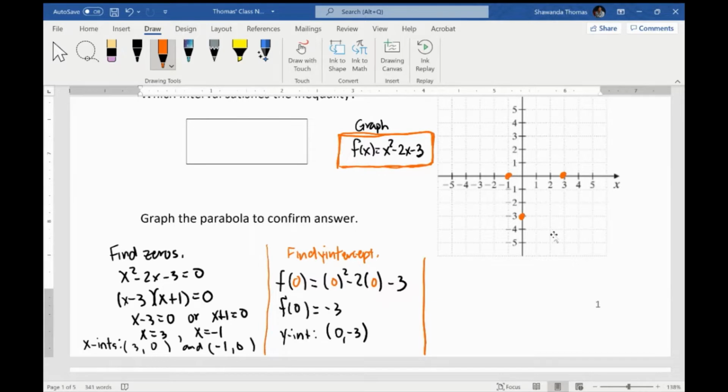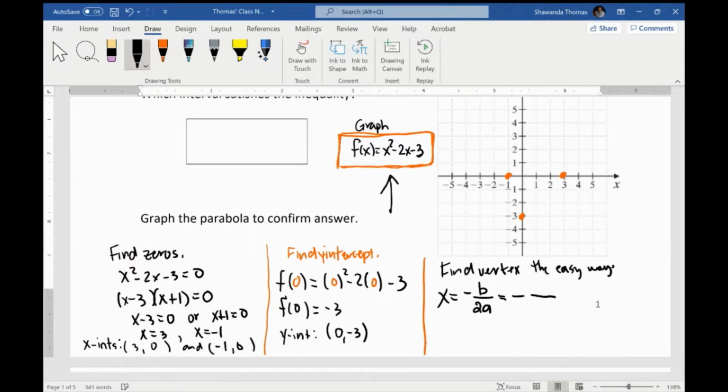But let's practice finding the vertex the easy way. I'm going to show you how to find the vertex the easy way. So the formula is x equals negative b over 2a. If we look at this function, what do you think b is? Negative 2, just b.